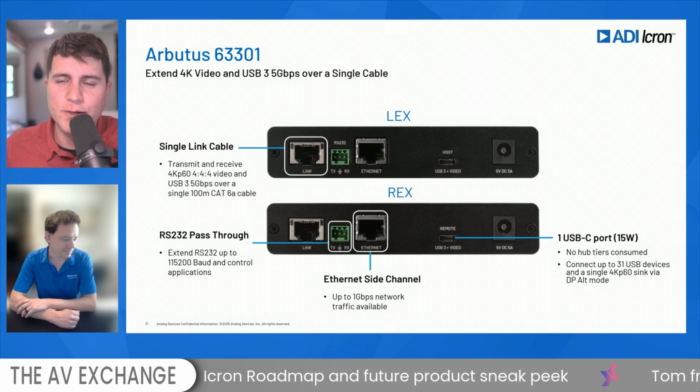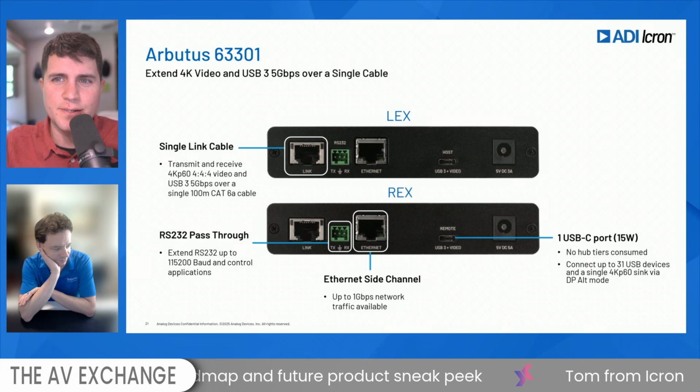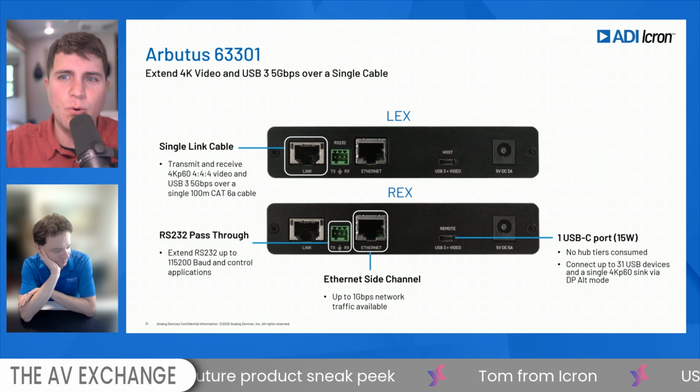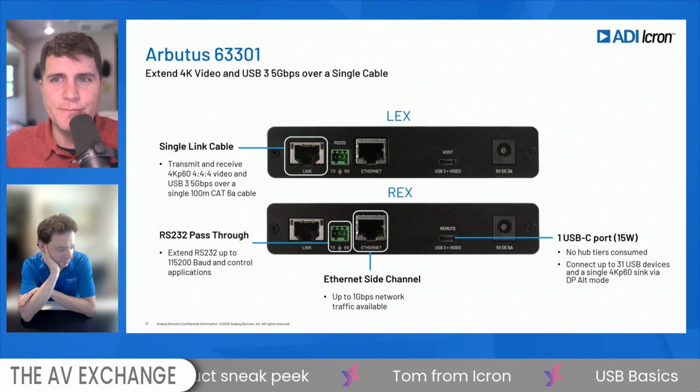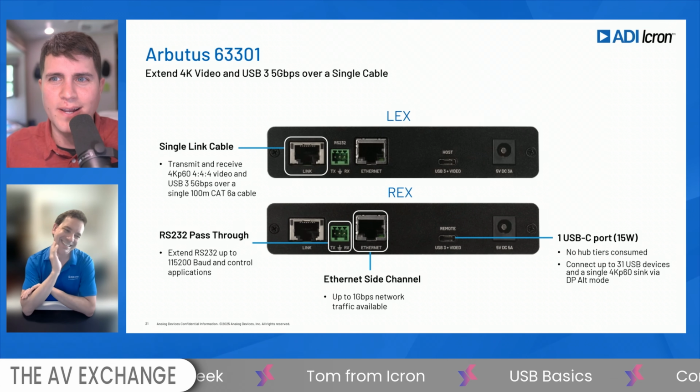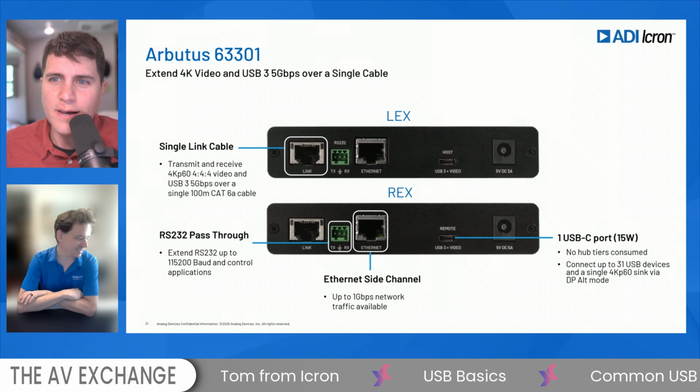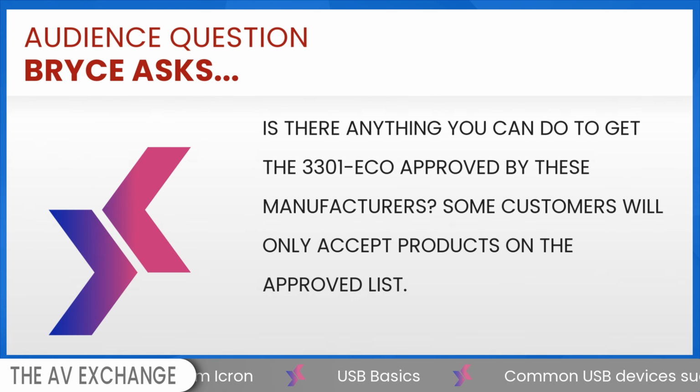We do have a couple of audience questions piling up relative to the Arbutus and the 3301. This may even be a question for Shirley on your team or Heather on my team. Bryce is running into a lot of end users who will only use manufacturer approved hardware. Bryce offered an example: I know the 3124 is approved for Poly. Are you working on getting these items approved by manufacturers to replace those old things, or is that something the manufacturer seeks out? What does that process look like?